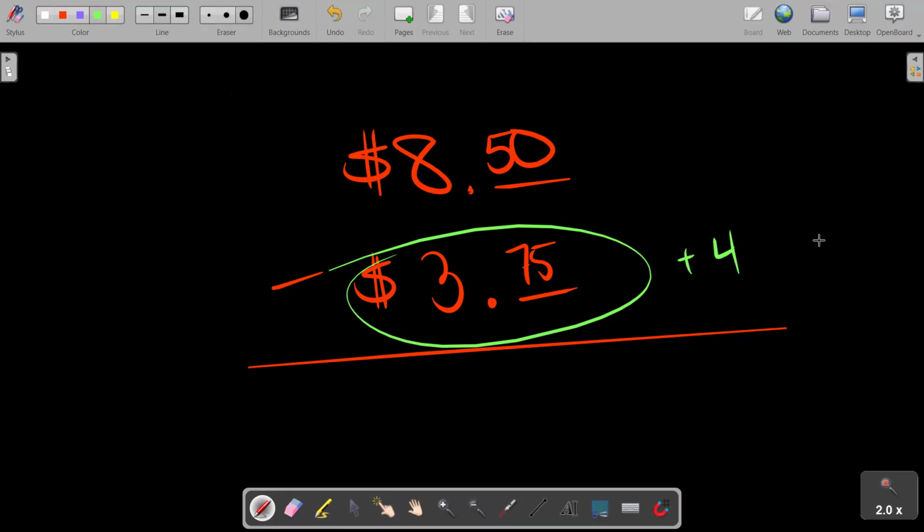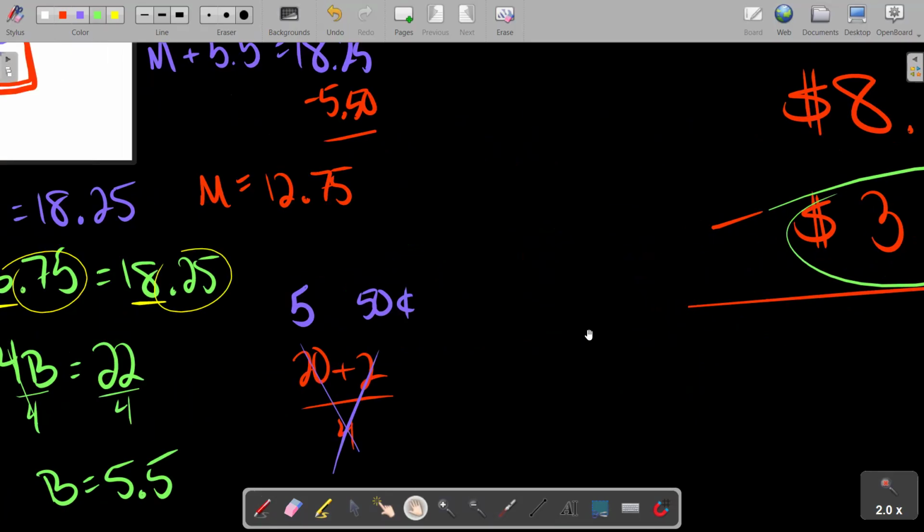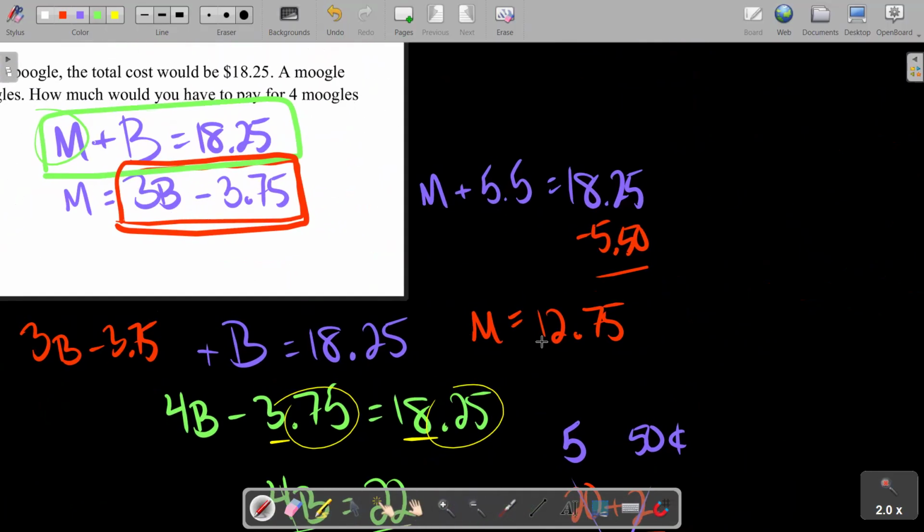And you get $7.75, right? Now, how much would you have to add to $7.75 to turn it into $8.50? And that's why the answer is $4.75. I mean, to this problem. But as it pertains to the other problem, I hope you would be willing to look back now and see where the number in the green box came from.